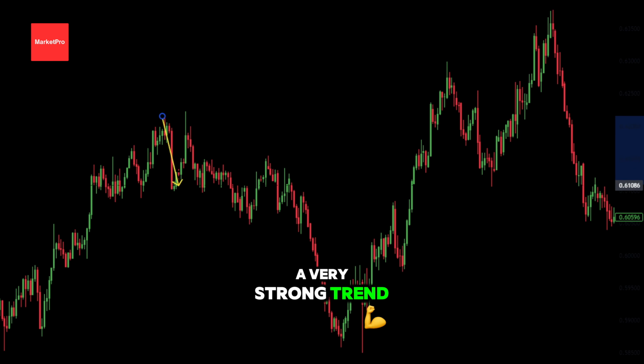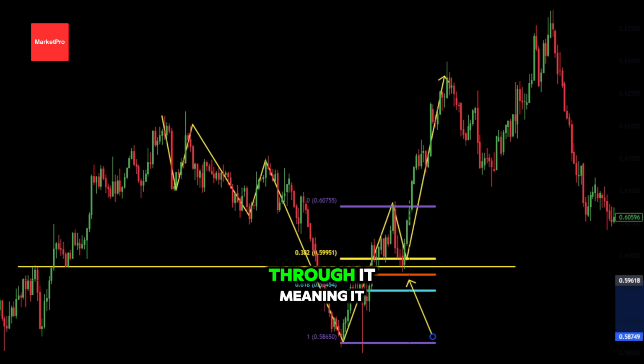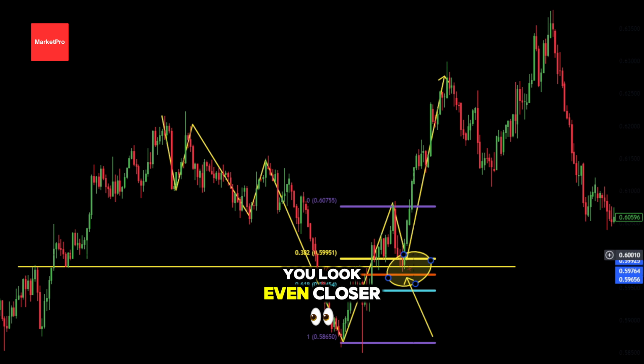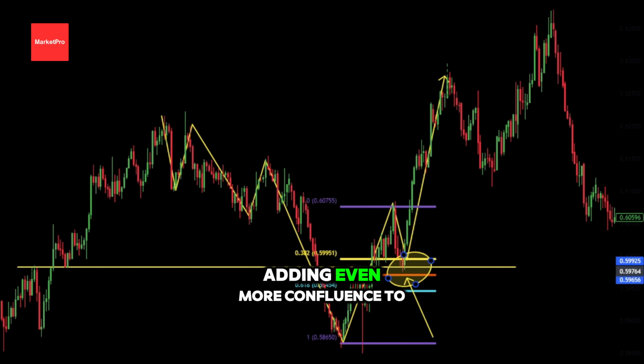But if we take a little closer look, something interesting is happening. We have a strong resistance level right here, and price broke right through it, meaning it can now be used as a support, or in other words, a retest level. If you look even closer, the retest level is exactly where the golden zone is, adding even more confluence to the strategy. But wait, there's more.